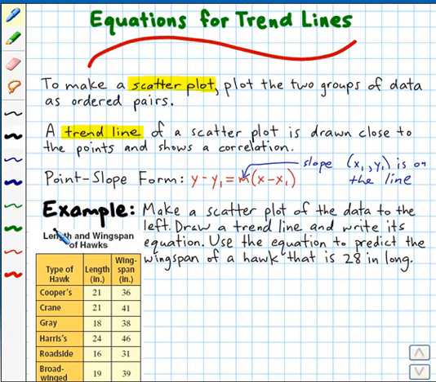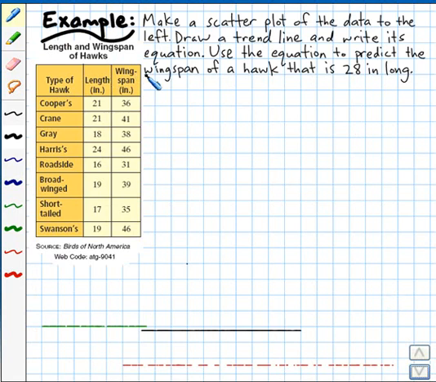Now let's work through an example together. In this problem, we want to first make a scatter plot of the data to the left for length and wingspan of hawks. Then we want to draw a trend line and write its equation. And finally, we want to use the equation to predict the wingspan of a hawk that is 28 inches long. So let's start with the scatter plot.